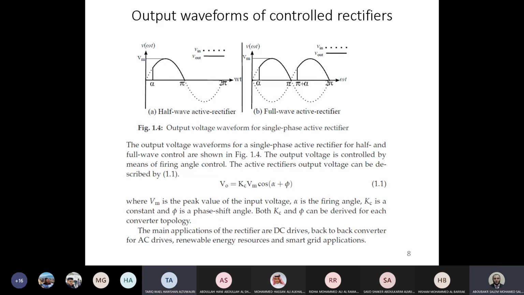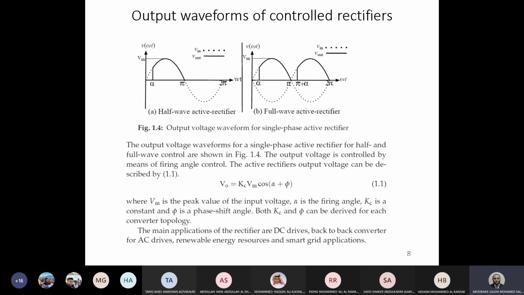So we are controlling the amount of voltage, or what? The voltage magnitude. You are controlling here the voltage magnitude. Okay. So the application of this controlled rectifier, guys, are mainly, for instance, DC drives, DC motors control. So how can we control?